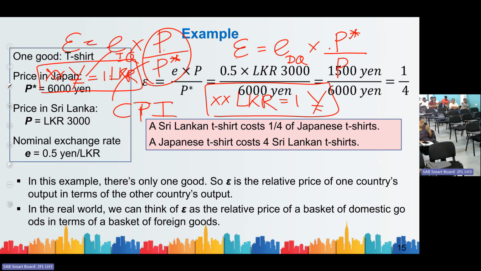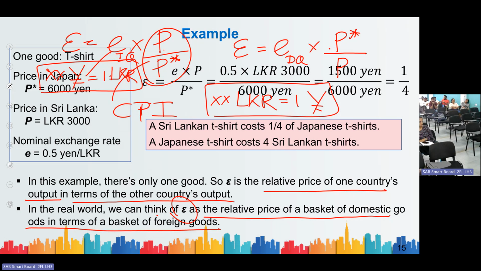So it implies the relative price of one country's output in terms of the other country's output. In the real world, we think of the real exchange rate as the relative price of a basket of domestic goods in terms of a basket of foreign goods, because when we are calculating the CPI, we are talking about a basket rather than being limited to one product. We are talking about a basket of commodities because we want to represent the general price level through the CPI.